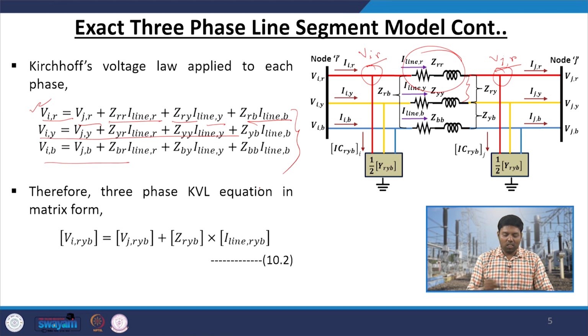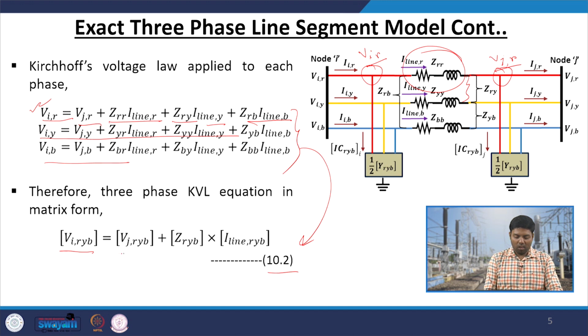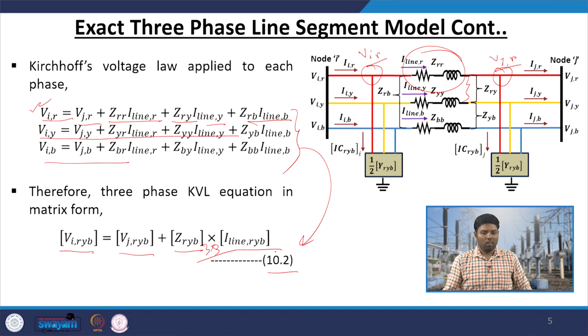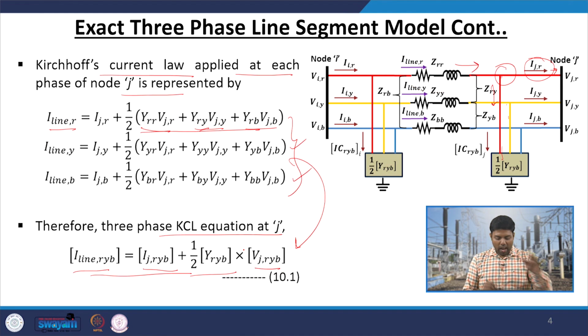So, these are the 3 KVL equations per phase you get after applying Kirchhoff's voltage law on this circuit. If you represent this in matrix form, we get equation 10.2, which is V I R Y B equals V J R Y B plus your complete 3 cross 3 Z matrix multiplied with your line currents of those phases. Got it? So, now in this equation we have this I line in 10.2, and we have derived the value of I line in our 10.1.